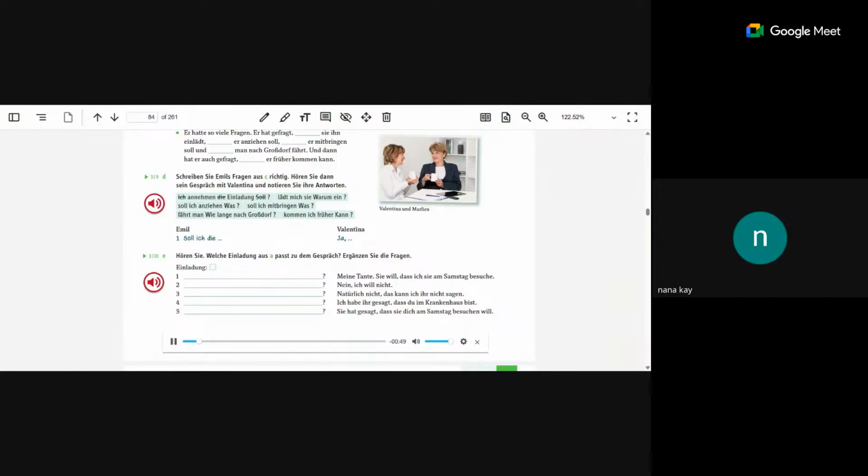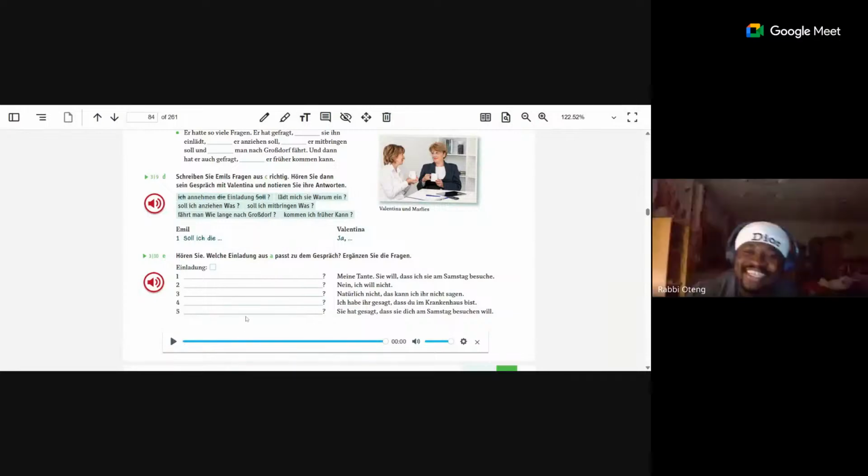Wer hat denn angerufen? Ach, meine Tante Waltraud. Sie will, dass ich sie am Samstag besuche. Und? Besuchst du sie? Nein, ich will nicht. Hast du ihr das gesagt? Natürlich nicht. Das kann ich ihr nicht sagen. Und was hast du ihr gesagt? Ich habe ihr gesagt, dass du im Krankenhaus bist. Und dass ich deshalb hier bleiben muss. Bernhard! Das kann doch nicht wahr sein! Was hat sie geantwortet? Oh, sie hat gesagt, dass sie dich am Samstag besuchen will. Na toll. Sie will mich im Krankenhaus besuchen. Und ich bin doch gar nicht im Krankenhaus. Bernhard, was machen wir jetzt?